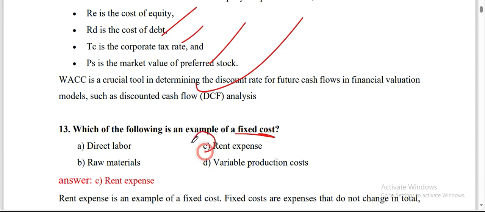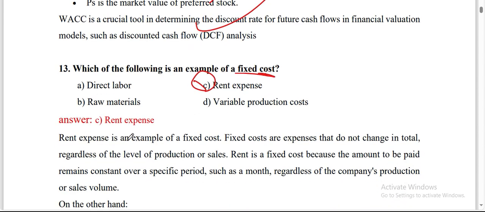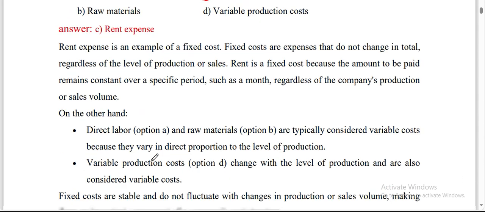Best answer is rent expense. Rent expense is our best example of fixed cost. Fixed cost is an expense that does not change in total regardless of the levels of production or sales. Rent is a fixed cost because it is a fixed amount to be paid. So the best description is also given.